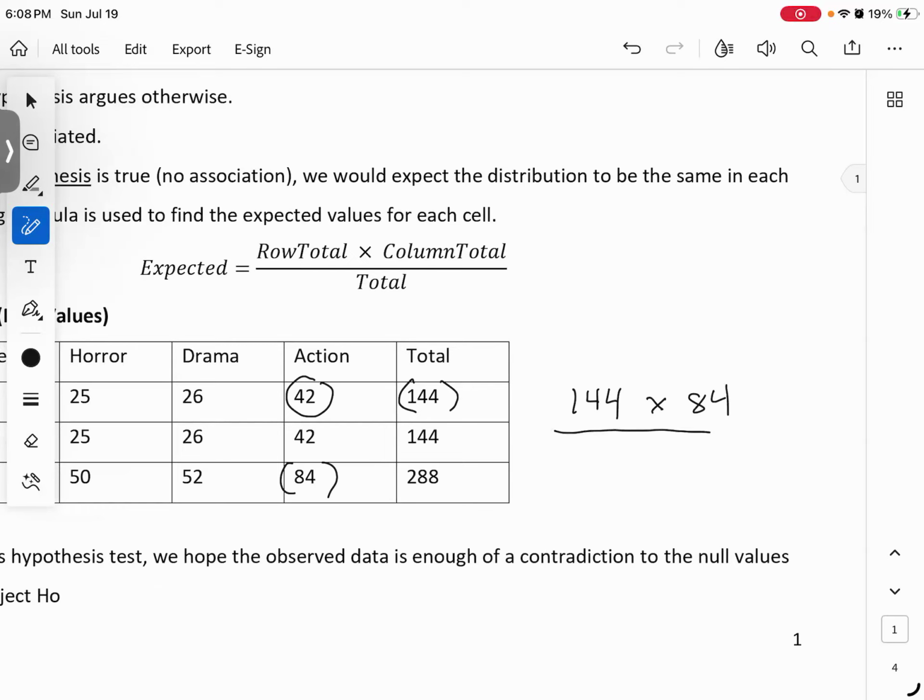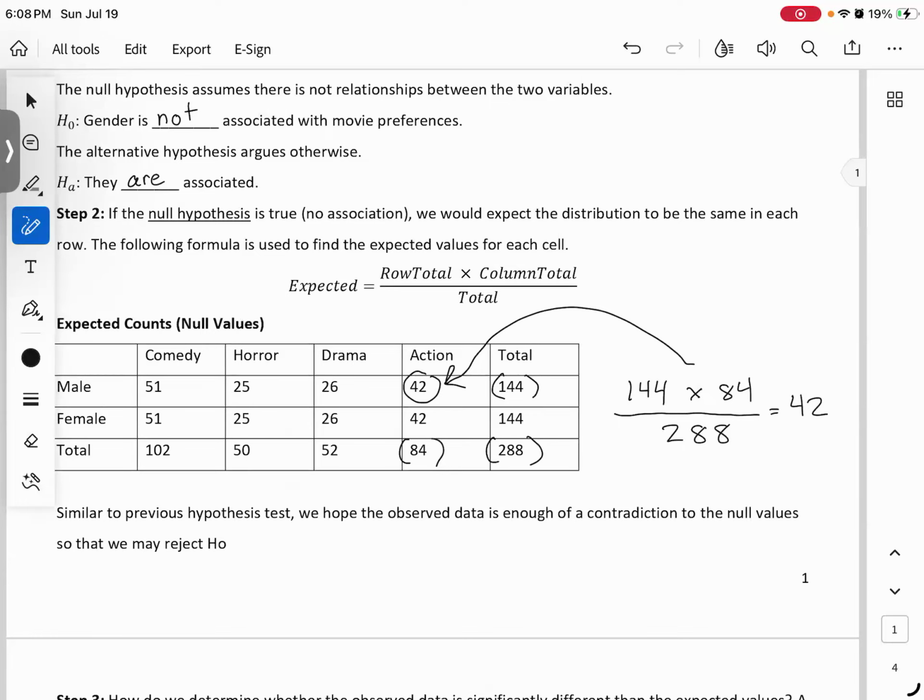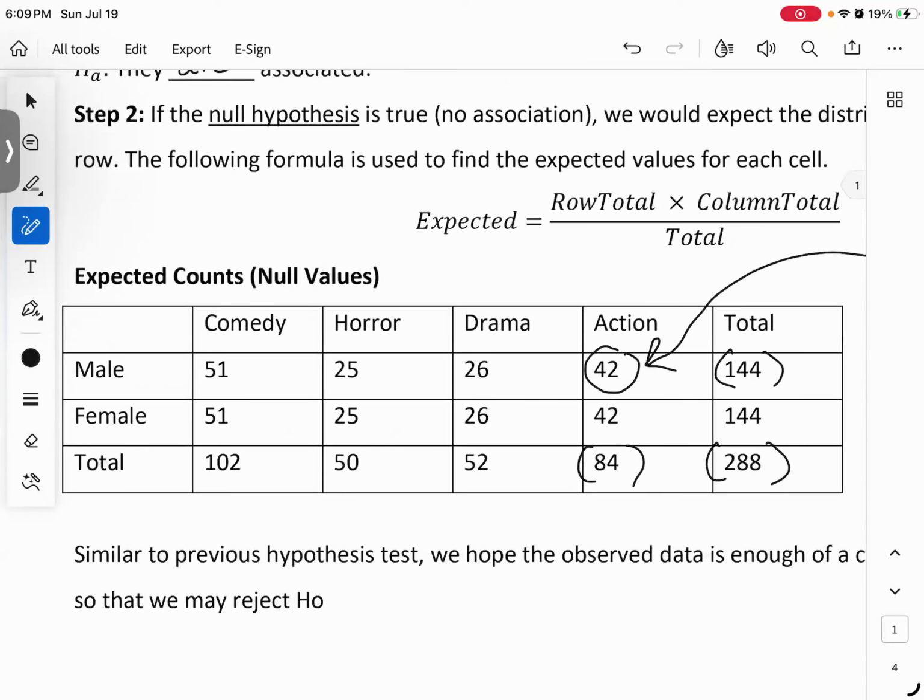And then you would multiply those and then immediately divide by the total, which is how many total individuals were in the study, which is 288. And if you multiply those two numbers and divide by 288, you will get 42. And that's how they got that 42 right here. Now, that would also mean that in order to get all the other 8 numbers, they would have repeated the same little formula, row total times column total, to get each of the expected counts.